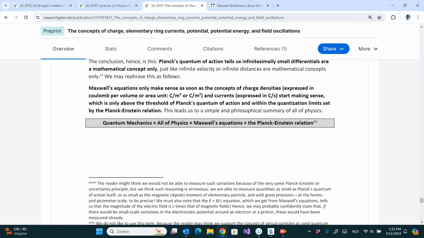So quantum mechanics, or all of physics, I would say, is no mystery. It's Maxwell's equations plus really understanding what the Planck-Einstein relation is about.